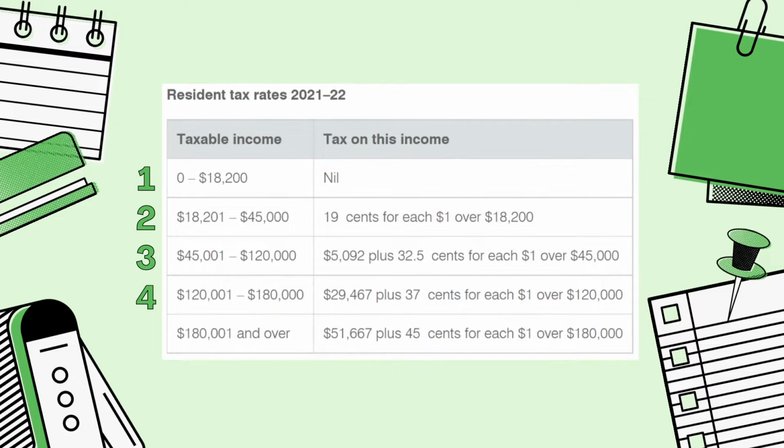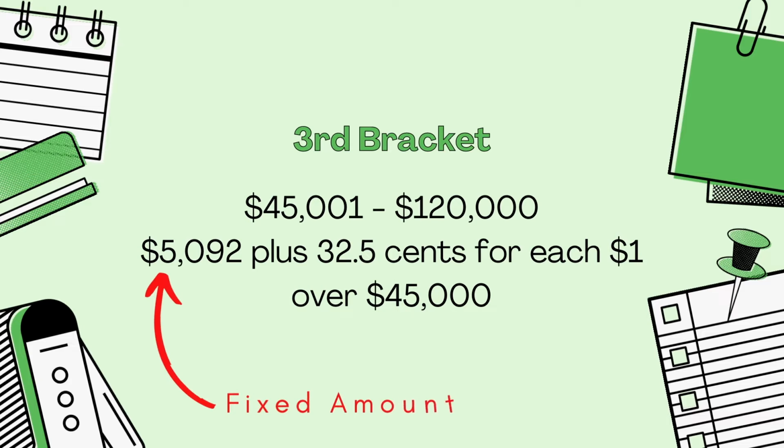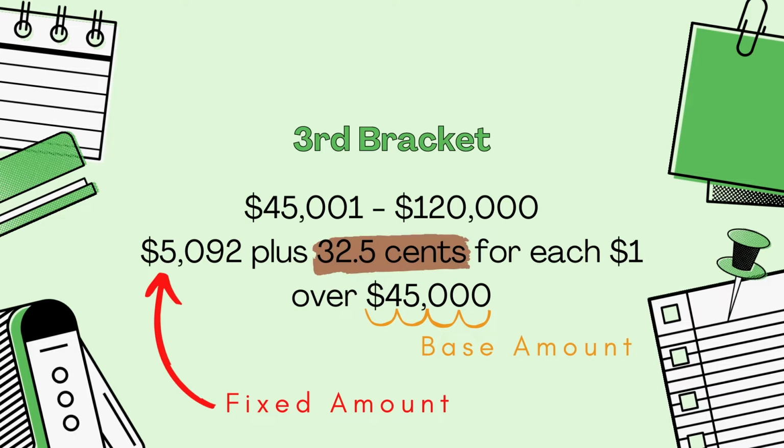For Ellie, her taxable income lies in the third bracket. This number is the fixed amount. It is the minimum amount of tax you must pay each year. Next is the base amount, $45,000 in this case. Finally, we have the tax rate. The rate is 32.5 cents for each dollar over the base amount.